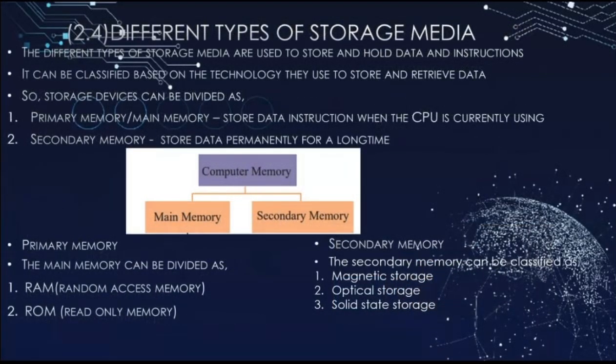At the last of the unit, we have the types of storage devices. Storage devices can be classified based on the technology used to store and retrieve data. Primary memory, or the main memory, stores data and instructions when the CPU is currently using them. Secondary memory stores data permanently for a long time. Main memory or primary memory can be divided into random access memory and read-only memory. Secondary memory can be divided into magnetic storage, optical storage, and solid-state storage.